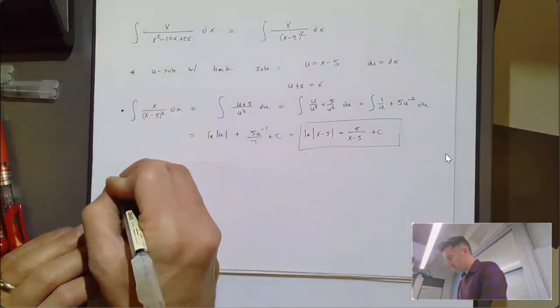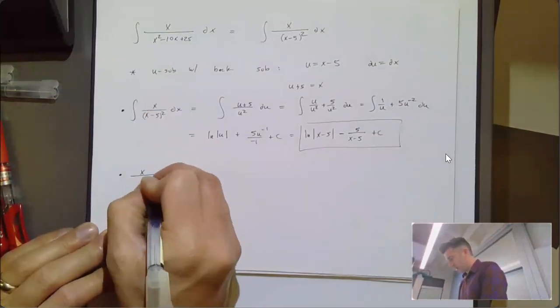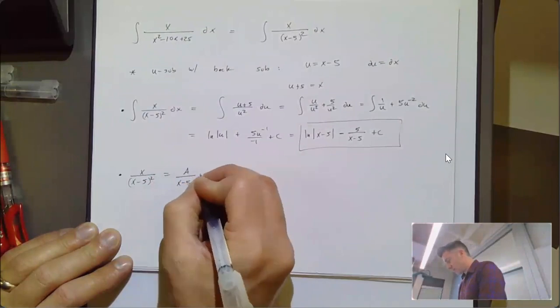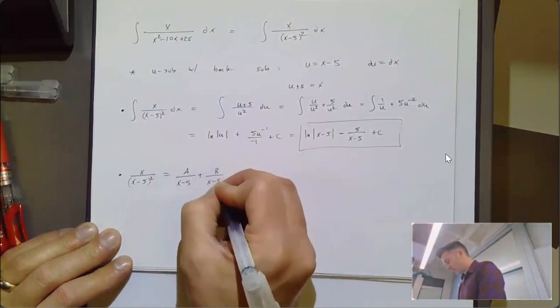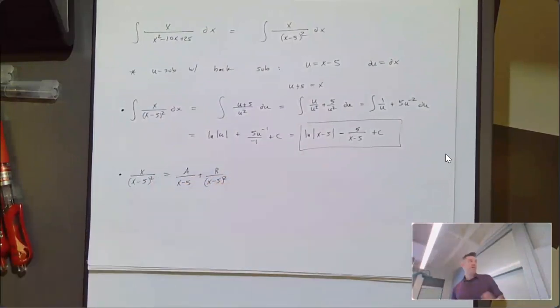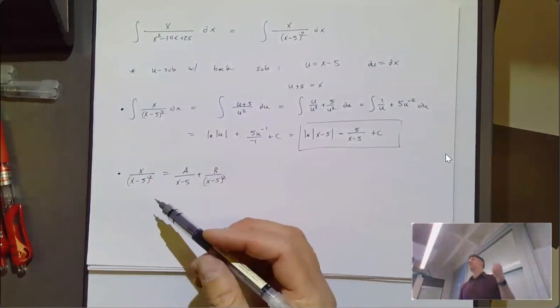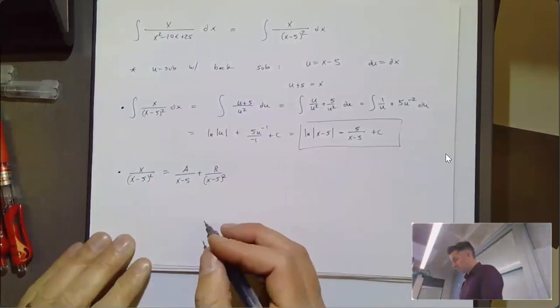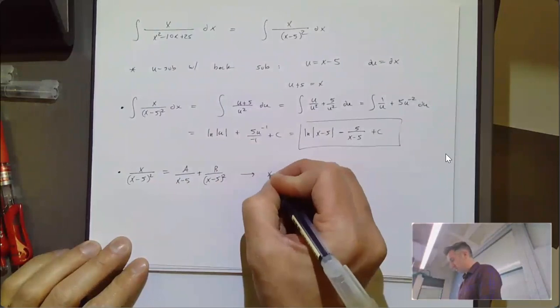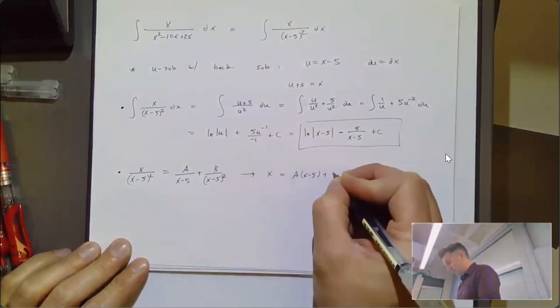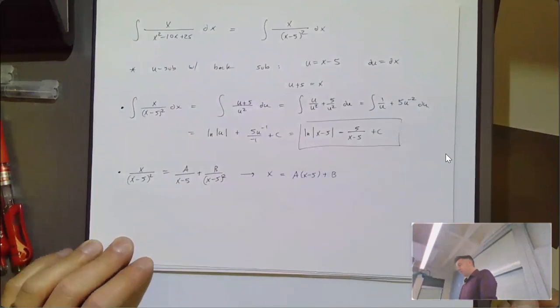So doing it with partial fractions, we would say, okay, x over x minus 5 squared is equal to, this one is kind of weird, a over x minus 5 plus b over x minus 5 squared. It's not immediately obvious what a and b are, right? We don't just know that b, well, you can't say b is equal to x. A and b have to be constants. So multiplying it out, we're going to get x on the left equal to a times x minus 5 plus b.